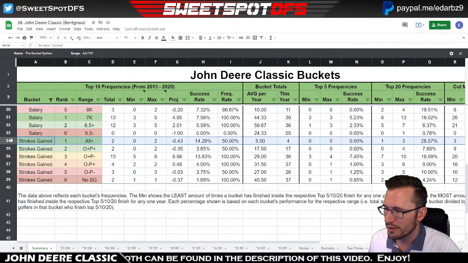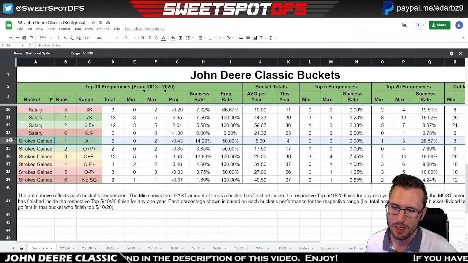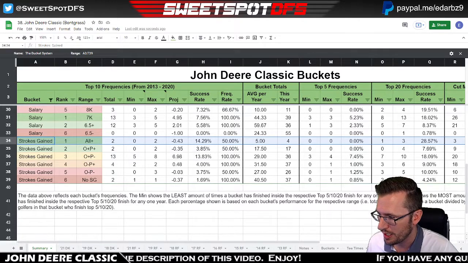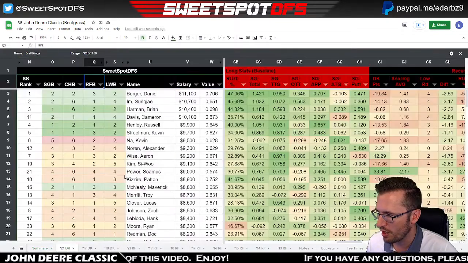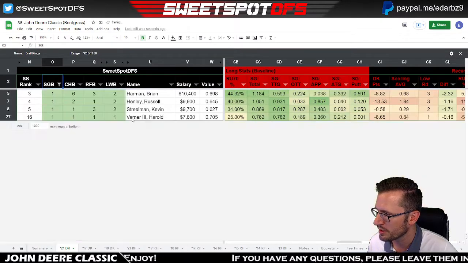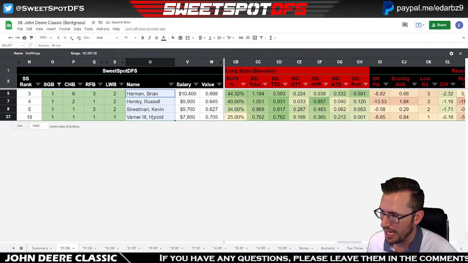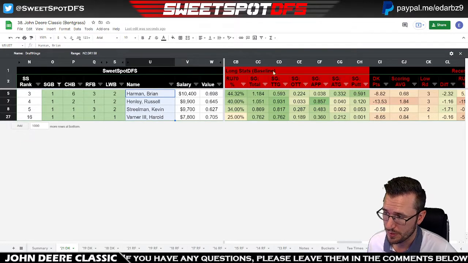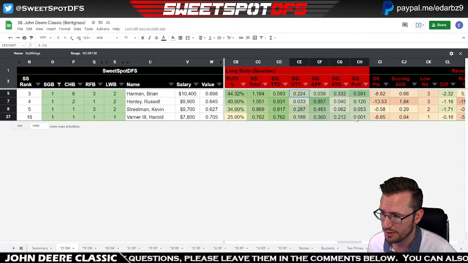Strokes gained 1s, those are all of your stats positive. So off the tee, approach, around the green, putting, all of those stats. You would think those are your best golfers, and usually they are. Week in and week out, those are your best golfers. So if I were to clear this out, look at my 1s: Brian Harman, Russell Henley, Kevin Streelman, and HV3, believe it or not. And these are all of the season-long stats, so these are all positive.